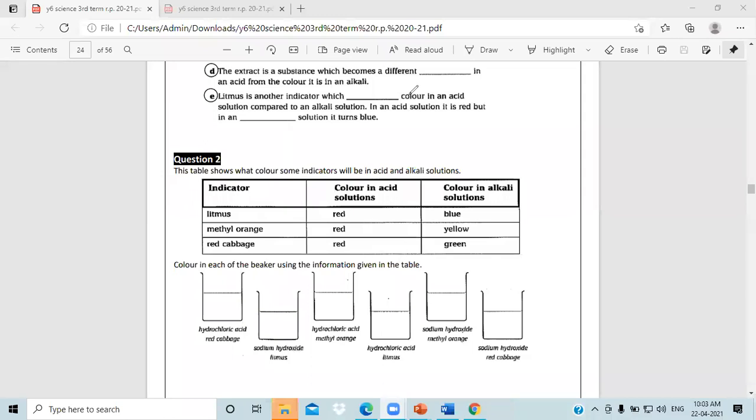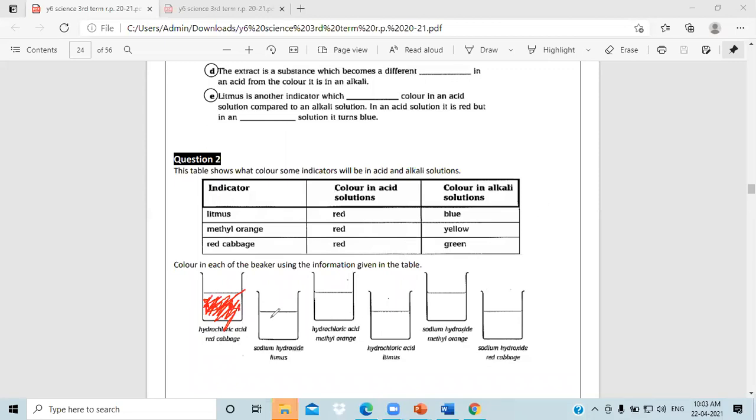Look at the table, dear. The red cabbage, if you add an acid to it, it will turn what? Red. Yes. I couldn't hear you. So you're going to color this solution red.